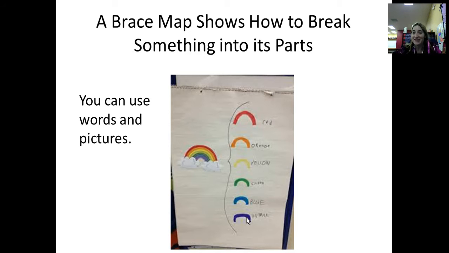So you can see this is one way to use a brace map. It shows how to break something from its whole into its parts. Let's look at some more examples.